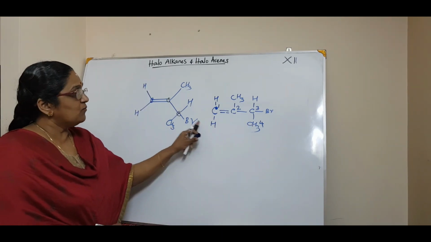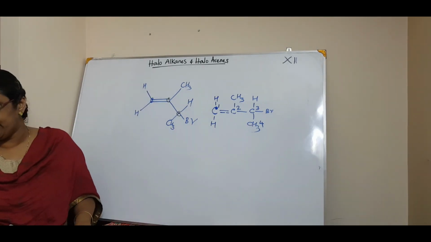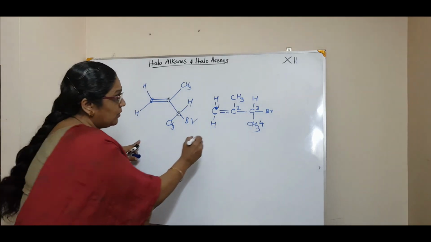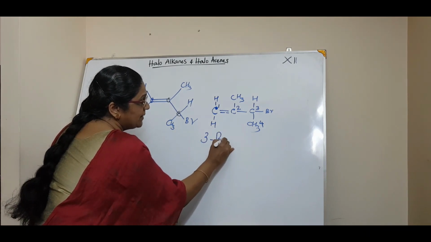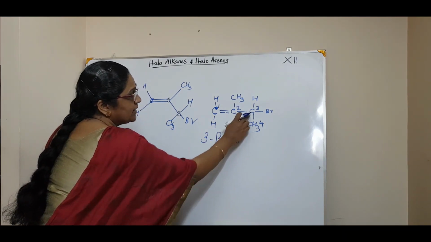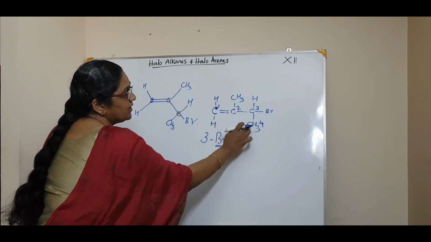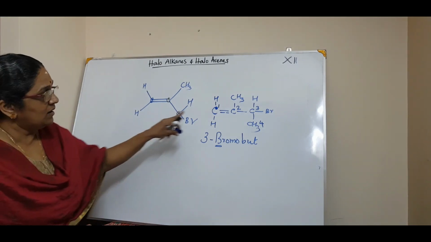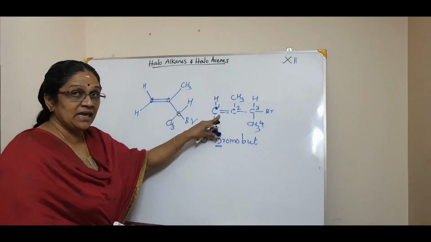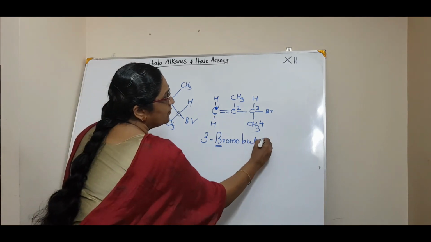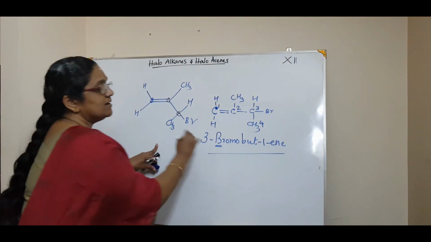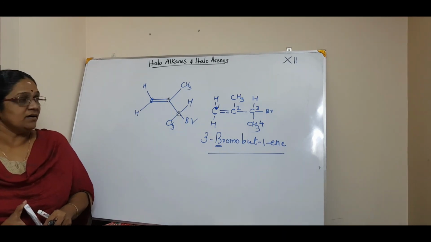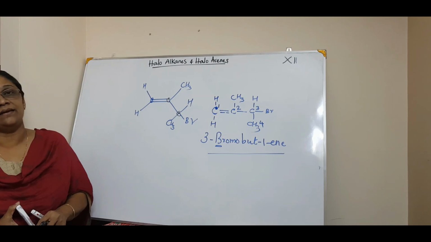Correct. Now, how will you name it? Tell me, how will you name it? It will be 3-bromo, isn't it? Am I right? Okay, so I will write 3 hyphen capital B, bromo. Correct? 3-bromo, 1, 2, 3, 4. So it will be 4. But the lowest number for ene is 1, isn't it? So hyphen 1 hyphen ene. So it is 3-bromo, but-1-ene.